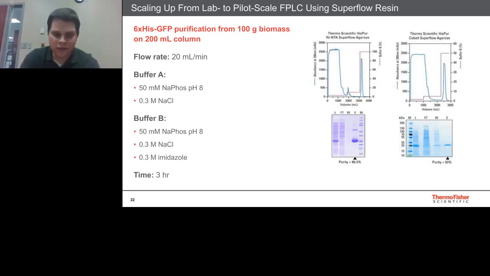Finally, protein was eluted with 300 millimolar imidazole for the nickel NTA column and 150 millimolar imidazole for the cobalt column, and fractions containing purified 6X-HIS GFP were pooled, and protein concentration was measured using Protein 660 assay. Both purification runs were completed in under 3 hours. And for this particular purification, greater than 4 grams of protein was purified with both nickel NTA and cobalt superflow. However, the cobalt superflow resulted in greater purity.